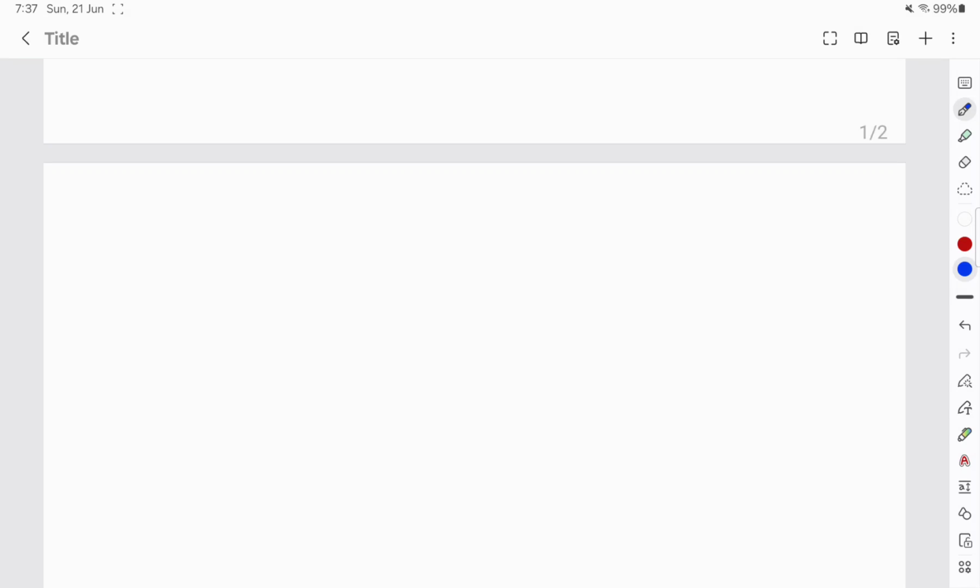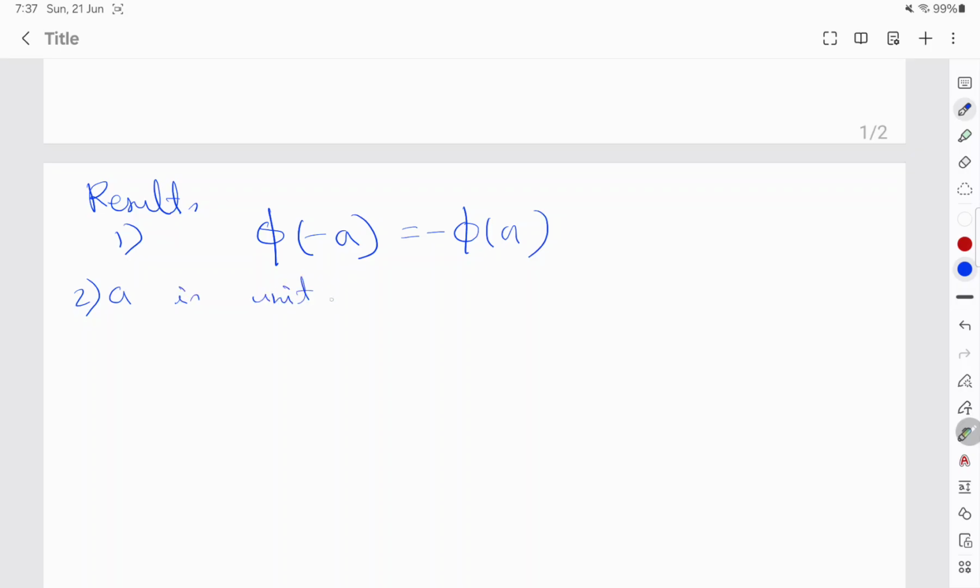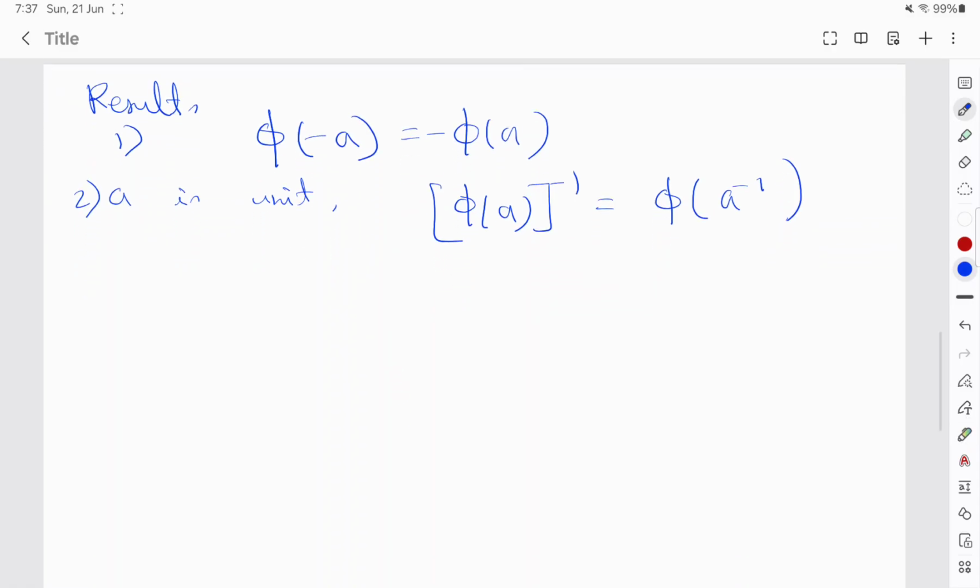And there are some other results, like phi of minus a will be minus of phi of a. And if a is a unit element, then phi of a to the power inverse will actually be phi of a inverse. This type of proof is very easy, you can just have a look.